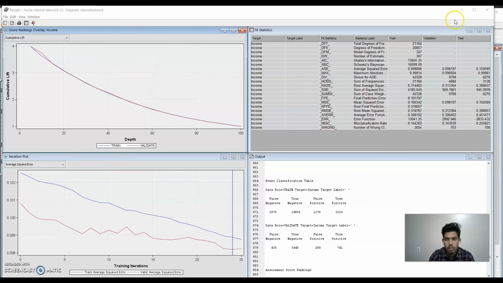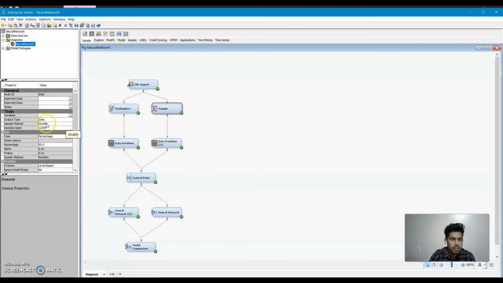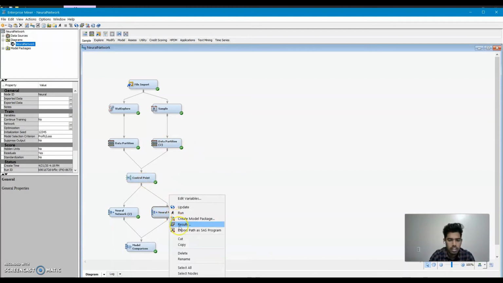To avoid that problem, I am going to use a sampling technique, which basically samples the data into equal number of partitions. For that, I'm going to use a sample method called stratify. After that, I'm going to use the same process of partitioning the data, and I'm going to apply another model to that sample data.